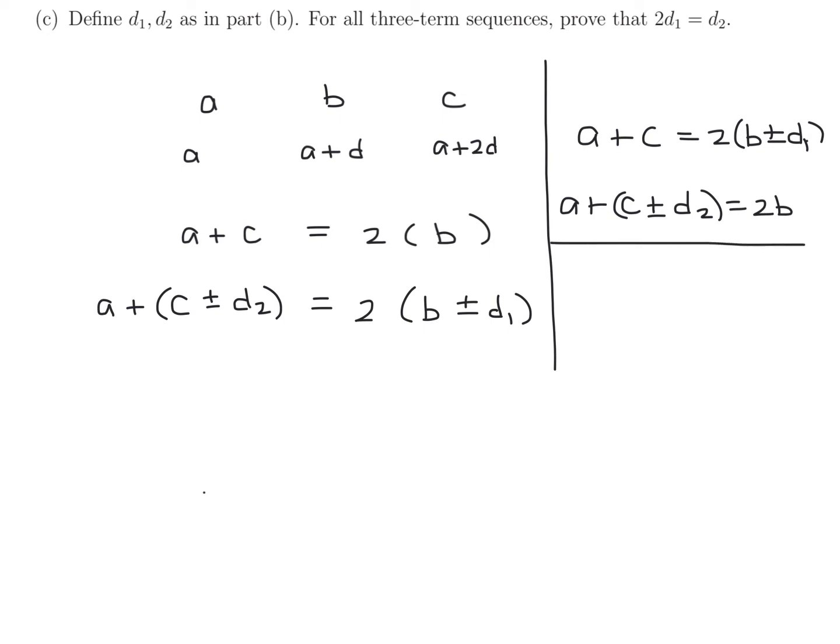Okay, so these are the two equations. Let's see what I can do here. If I subtract the second equation from the first equation, I will just get left with plus or minus d2, and I'll be left with plus or minus 2d1. And since they told me in the question that d1 is non-negative, so that means it's greater than 0, I just take the positive one. So that means d2 is equal to 2d1. And that's it.